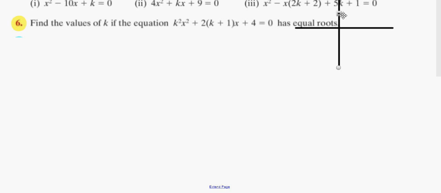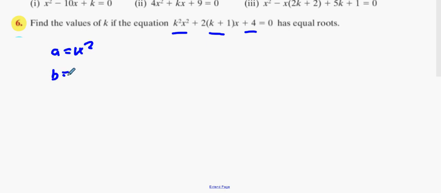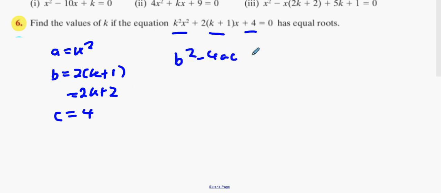What does equal roots mean? b squared minus 4ac will equal 0. So do it. b squared minus 4ac will equal 0. a equals k squared. b equals 2 into k plus 1. c equals 4. Okay, and you have to do that out yourselves, because it's equal roots.